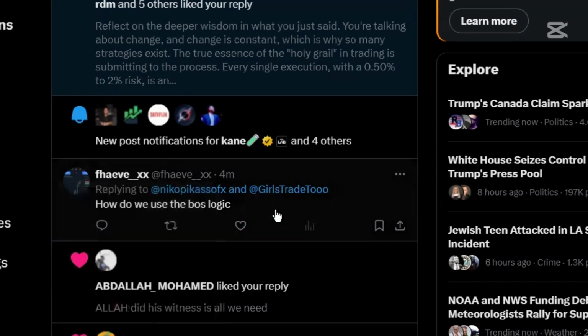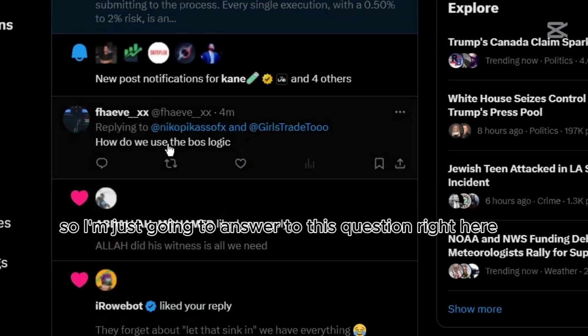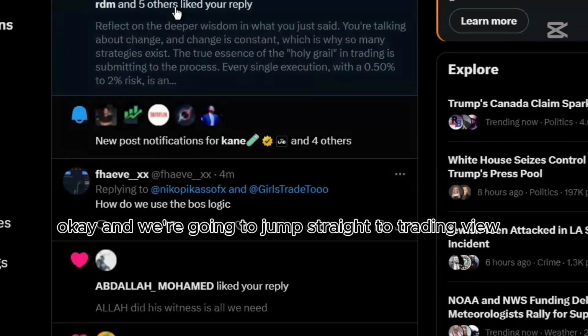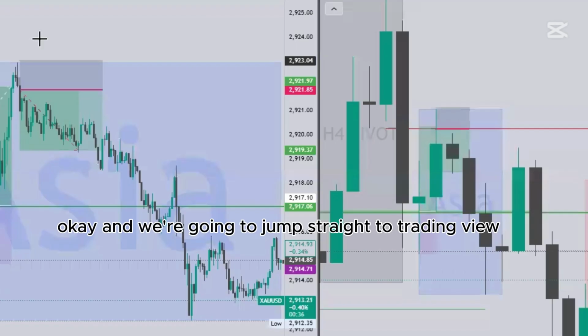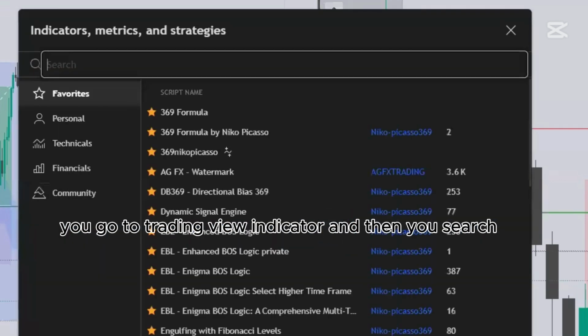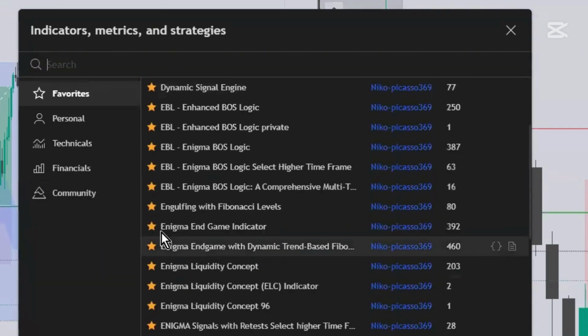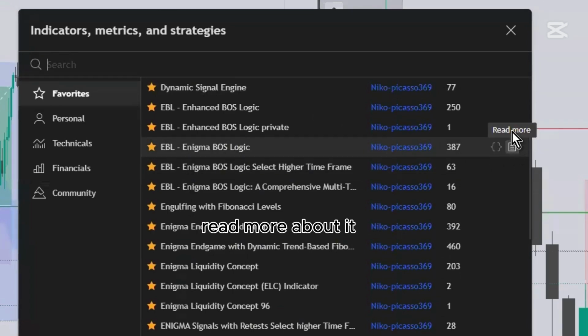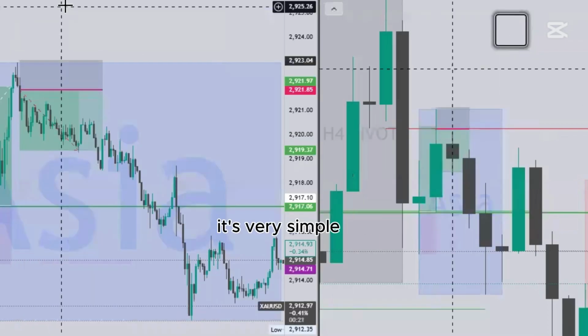So I'm just going to answer this question right here: How do we use the boss logic? Okay, and we're going to jump straight to TradingView. To get it for free, like I said, you go to TradingView indicators and then you search Enigma boss logic 387. You can also read more about it here, but I'm just going to break it down for you. It's very simple.